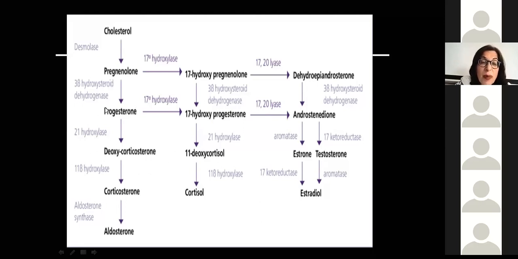So similarly, if this 21 hydroxylase is not there, the progesterone is not converted to deoxycorticosterone. What will happen? A lot of progesterone, a lot of pregnenolone will be accumulated, right? Behind the obstruction, a traffic jam of cars. So a lot of pregnenolone and progesterone are there, right?